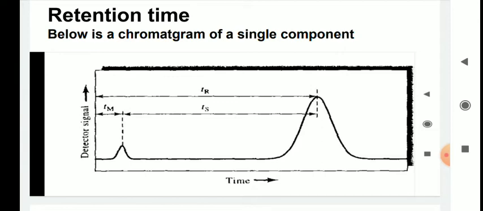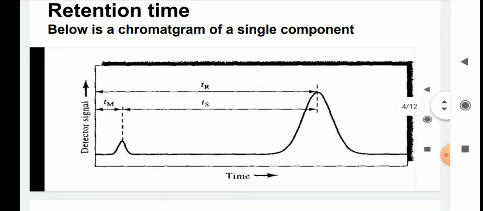If you are having multiple components, then you will have multiple peaks. In a single component separation, you will find that you are getting a peak after a time tr. Now that is the time taken by the single component to come out of the column. Besides this, on the left you can see a small peak. Now that is the time taken by the mobile phase to come out of the column.